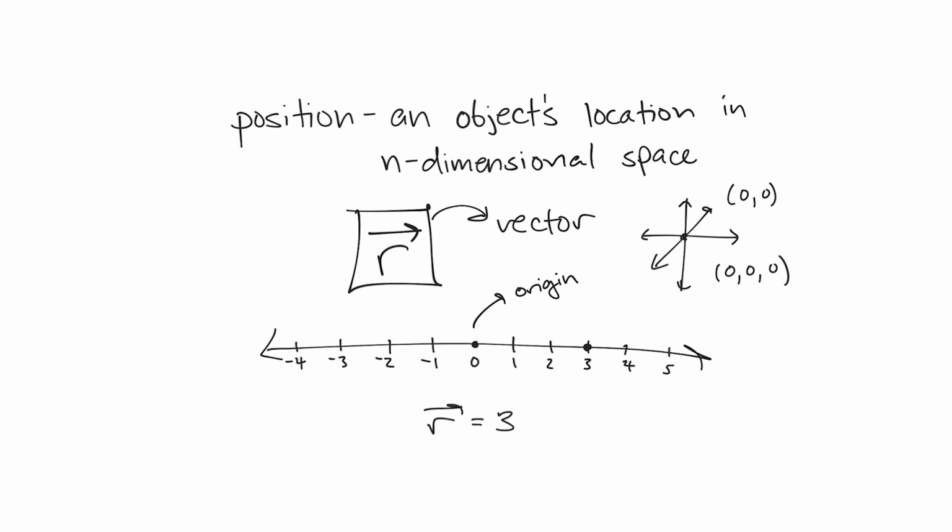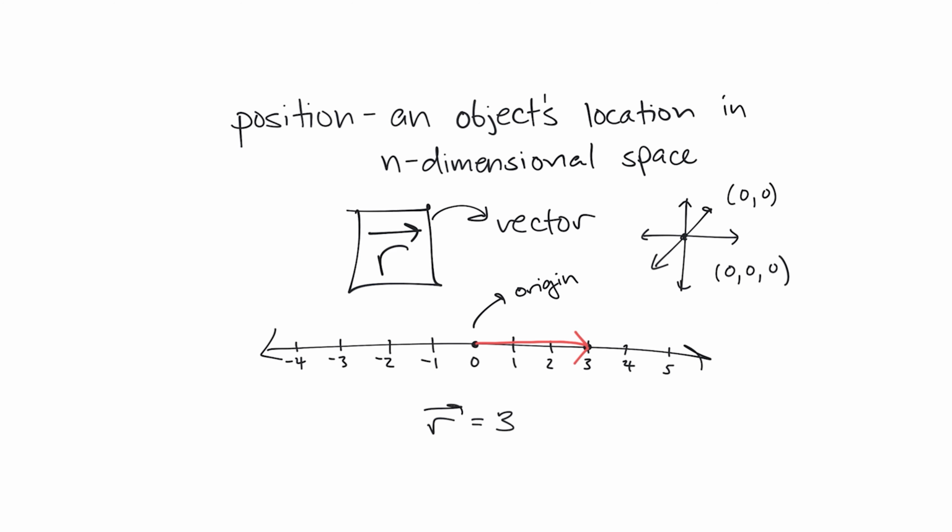So it's just 0 for each coordinate that's possible in your n-dimensional space. Here in my one-dimensional number line, my origin is just a single 0. And since my position is 3, my vector points from 0 to 3. You'll notice the tail of the vector always starts on the origin, and then the point of the vector ends up on our position. So we've got a direction.